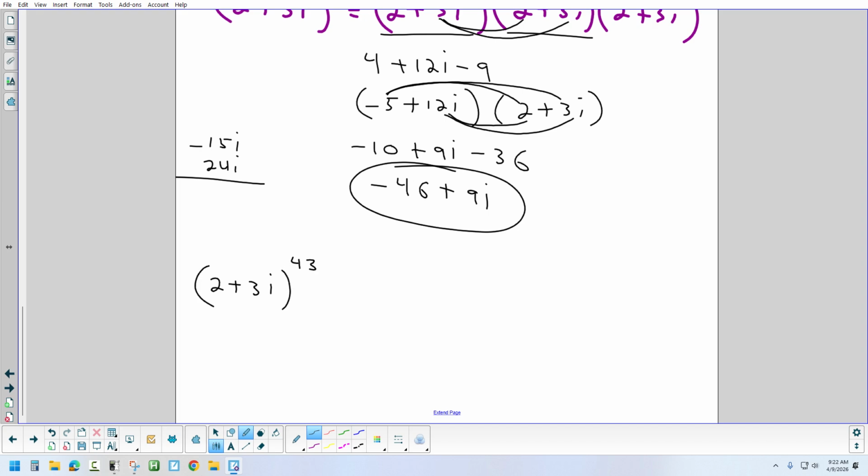to the 43rd. No, thank you. What's that? No, thanks. No? Why not? That's going to take a long time. You're going to have to write 2 plus 3i 43 times, and then you're going to have to FOIL it all together.